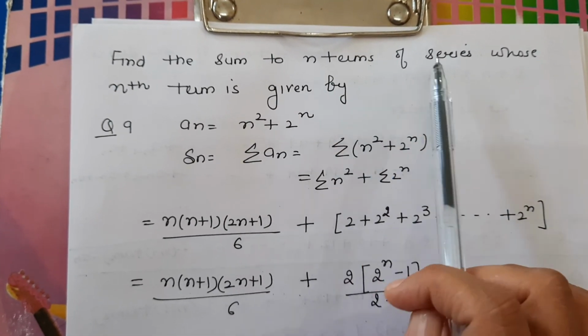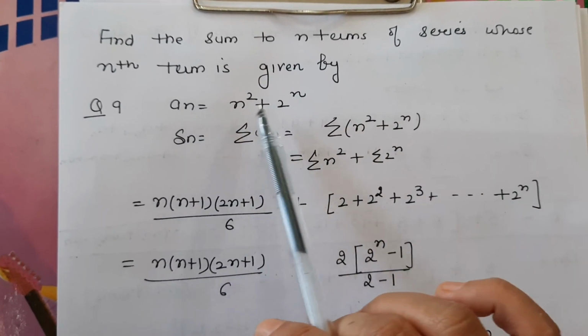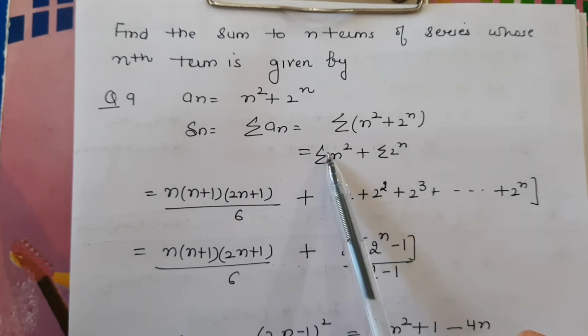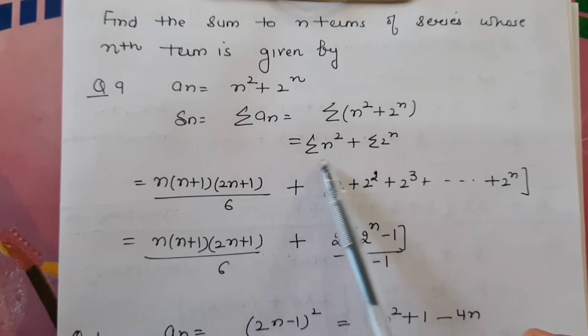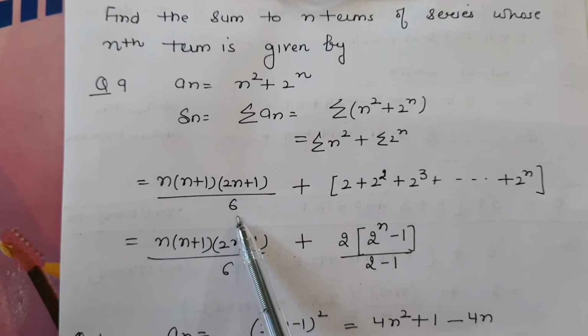Find the sum to n terms of series whose nth term is given. Now in this question you are already given the value of nth term. So find Sn. It is summation an. Split your summation. The first factor is summation n square, which is n plus 1, 2n plus 1 by 6.